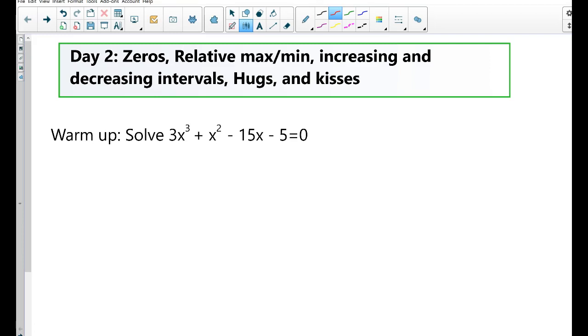Okay, hopefully you did the following. We see there are four terms, so we'd like to see if we can solve this using the factoring technique of grouping. So I pair off the first two terms and the second two terms. I factor out a GCF of x squared from the first two, and from the second two, I'm going to factor out -5.